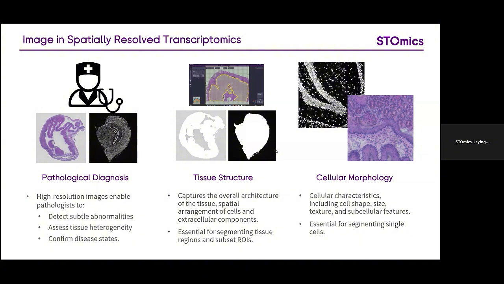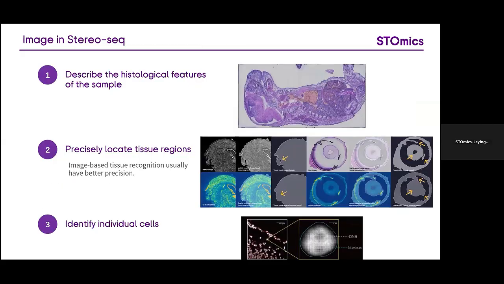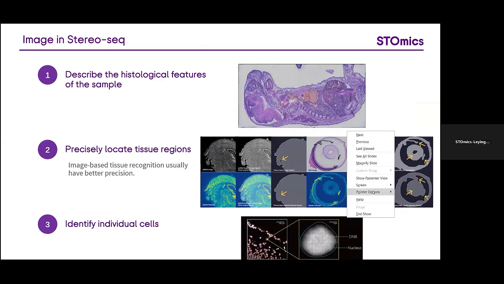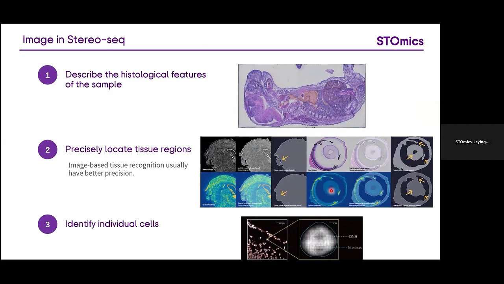When we combine these images with spatially resolved transcriptomics data, we can analyze gene expression at the cellular level. This integration offers a deep insight into tissue function and disease progression. With Stereo-seq, the images and the spatial gene expression matrix come from the same sample slice. The staining images give us detailed histological features, while the spatial matrix reveals the gene expression activity across the tissue.